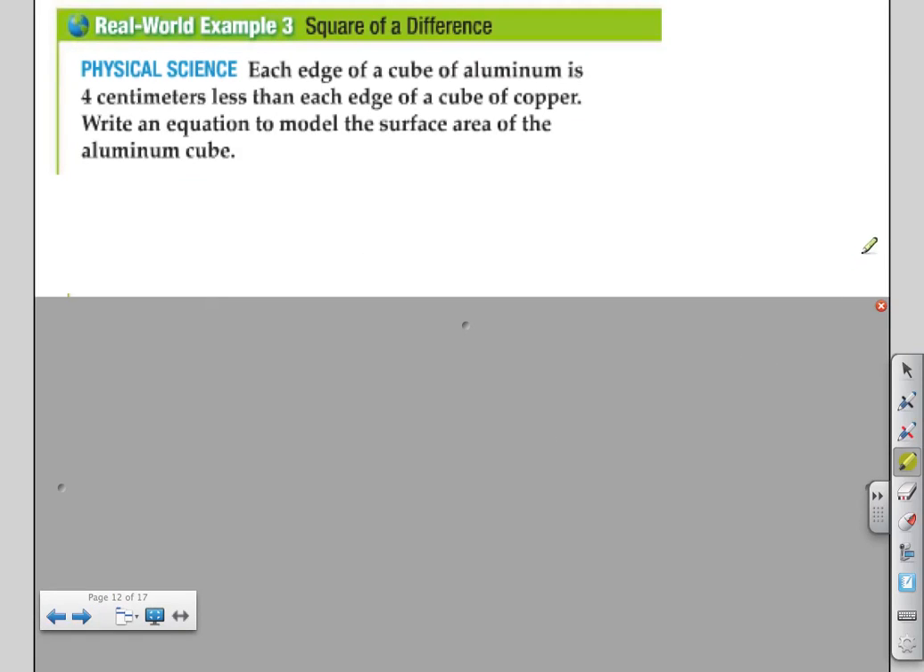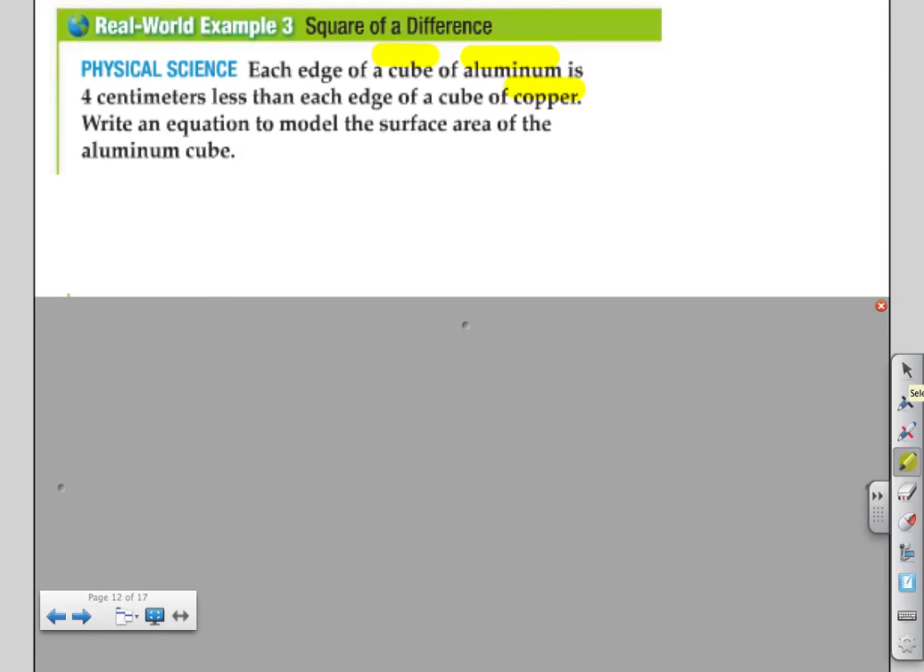Okay, let's look at a real world problem. Each edge of a cube of aluminum is 4 centimeters less than each edge of a cube of copper. Write an equation to model the surface area of the aluminum cube. Okay, I'm going to underline some important things. Each edge of the cube of aluminum. So we have aluminum and we have copper.